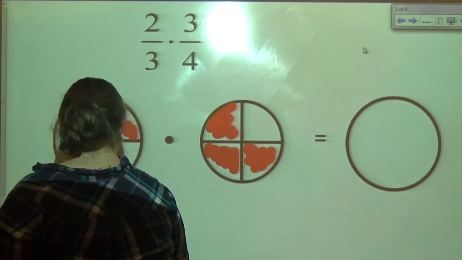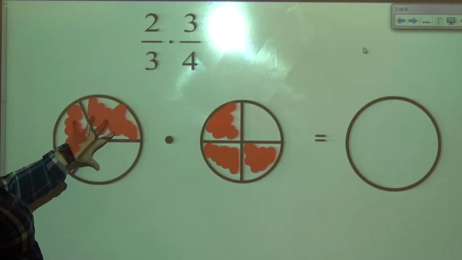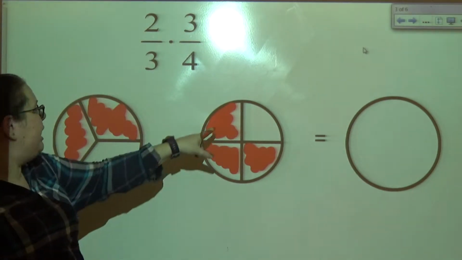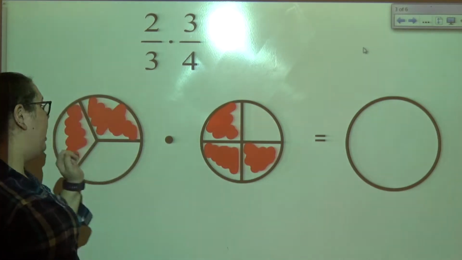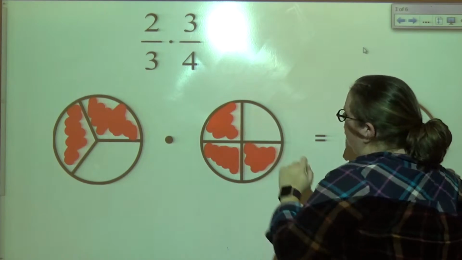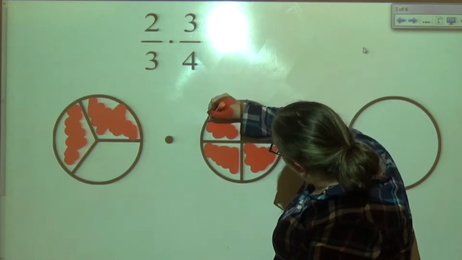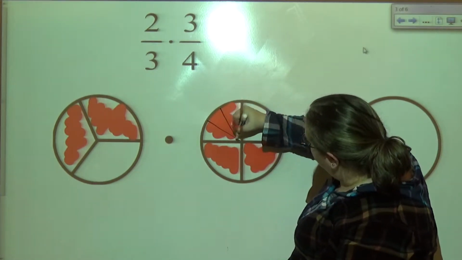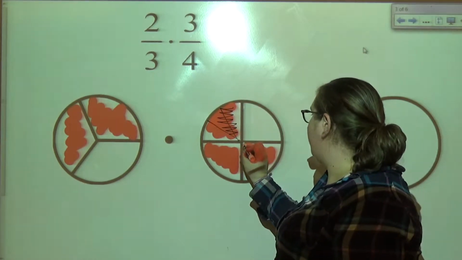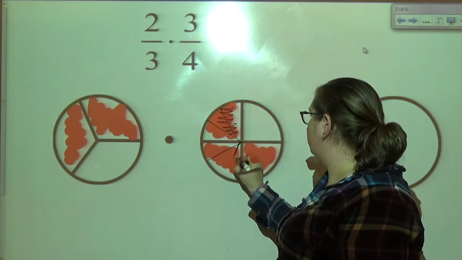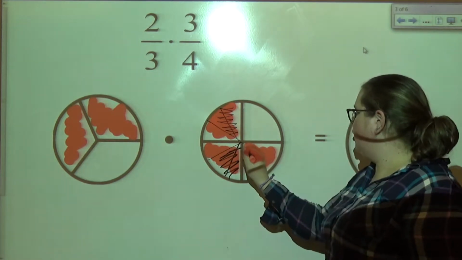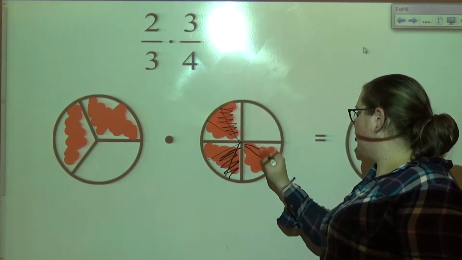So imagine I have 2/3 times 3/4. Imagine I'm taking each of my quarters and I'm finding 2/3 of it. So I'm taking this quarter and I want to find 2/3 of it. So there's my thirds and I want 2 of them. I want my 2/3, 2 of them.